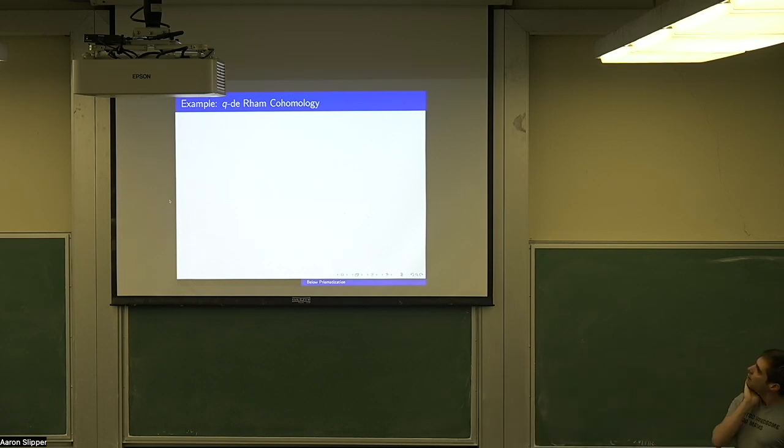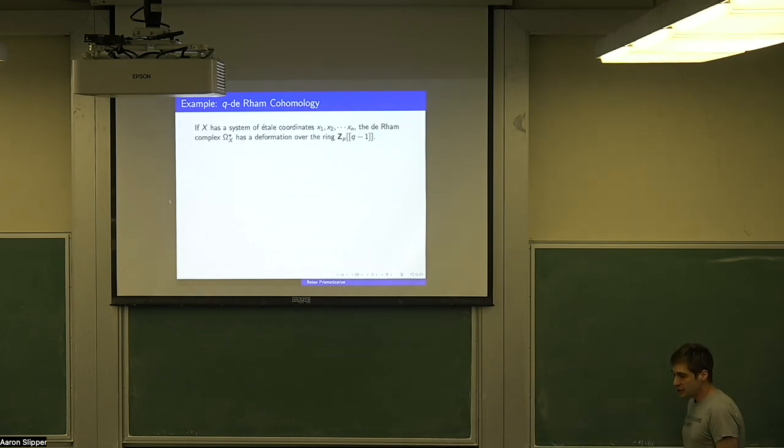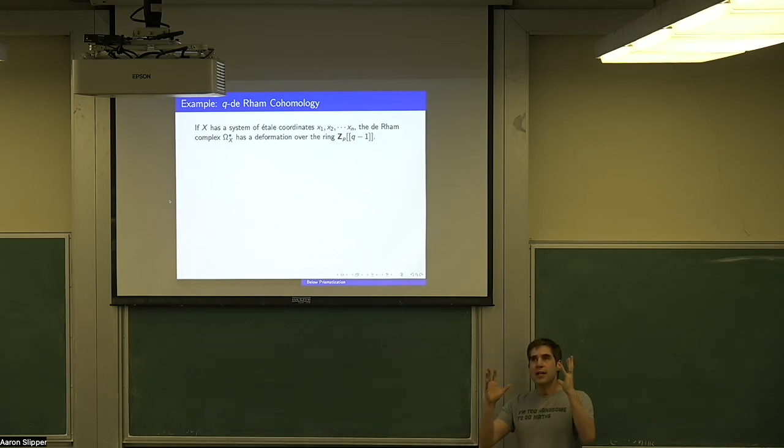But let me mention a variant of this, q-de Rham cohomology. So now let's say X is a p-adic formal scheme which is equipped with a system of étale coordinates, x1 through xn. Then associated to that system of coordinates, there's a deformation of the de Rham complex, which is called the q-de Rham complex. And the idea is it's something that you write down where you've added a formal parameter q such that when you set q equals 1, it becomes the usual de Rham complex again.